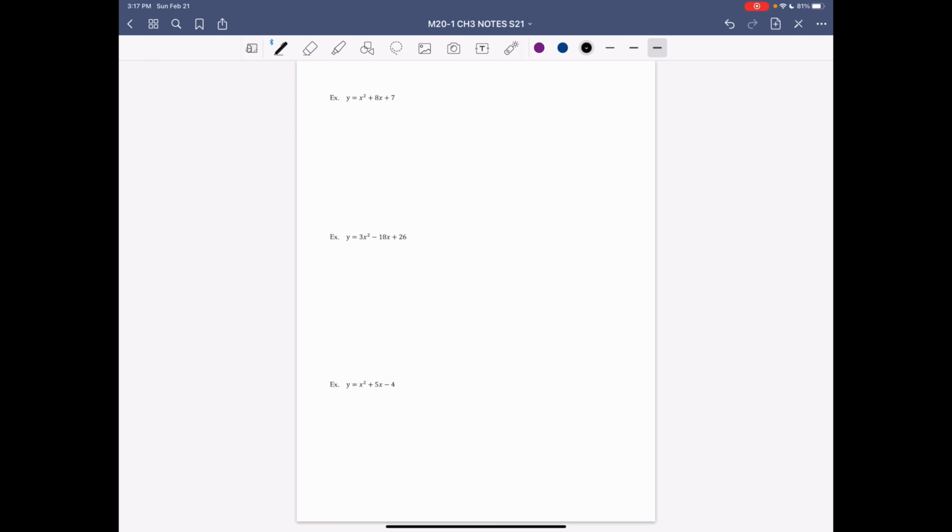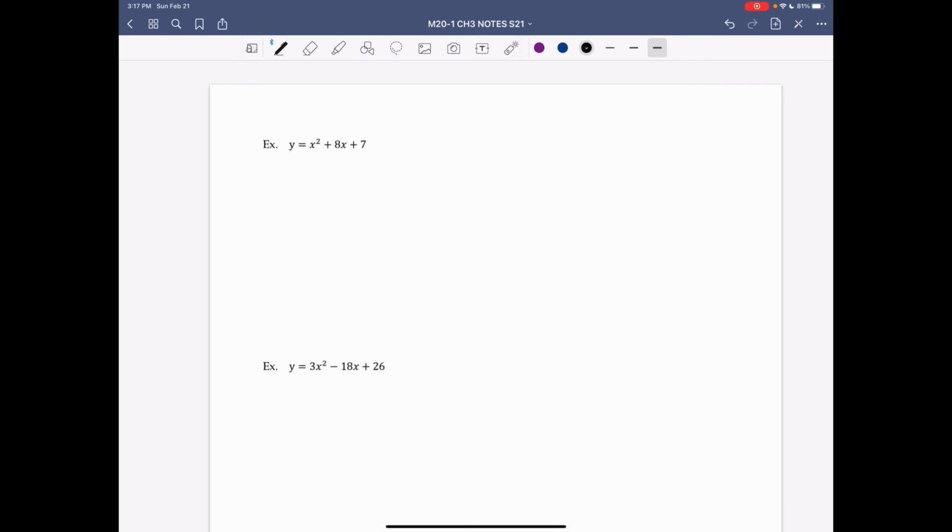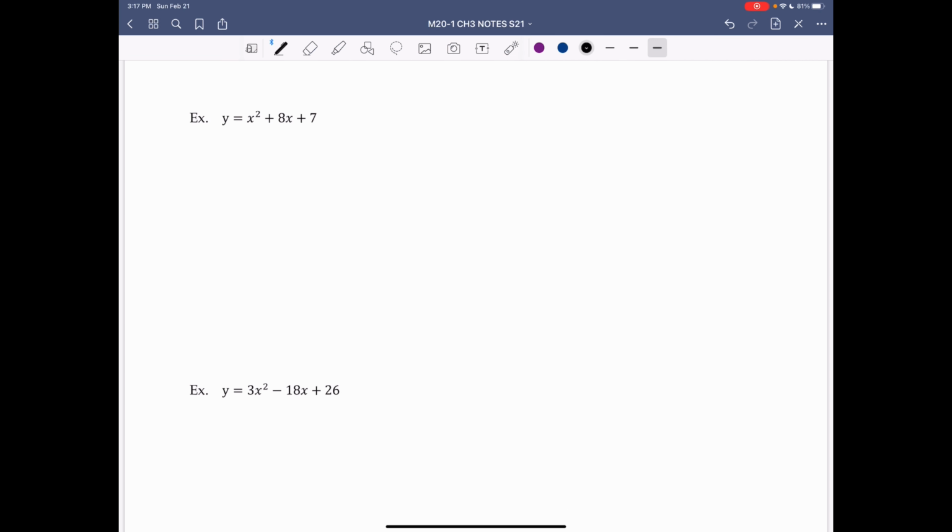Example, y equals x squared plus 8x plus 7. It's in general form already, so that's fine. We can move on to step number 1, where we group the x squared term and the x term together. So y equals bracket x squared plus 8x, leave a space, close the bracket, and then put the constant term outside. The coefficient in front of x squared is just a 1, positive 1, so we don't need to factor anything out. We can move on to step number 3.